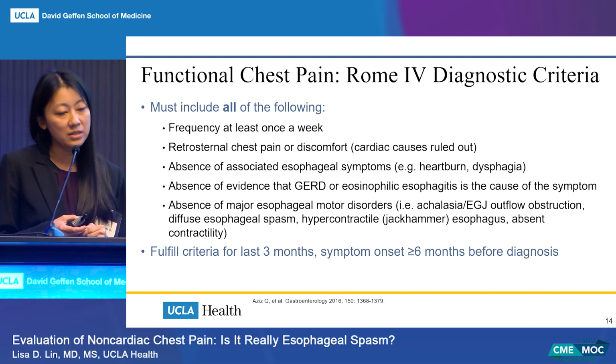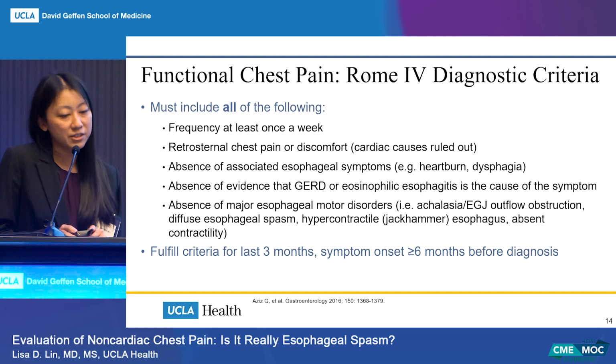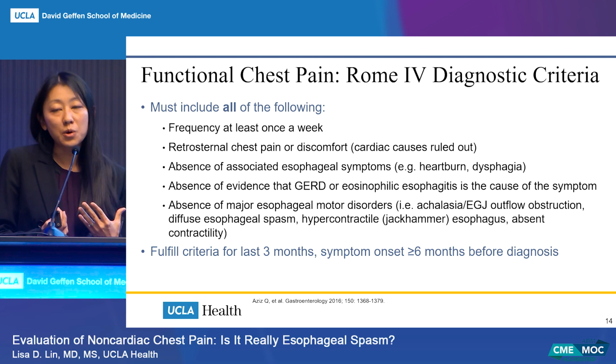Clinically, remember Rome IV was really developed for research purposes, recruiting patients. So it's going to be a little bit more stringent for patient selection. I think clinically, this is a great guideline to work off of. But if someone doesn't meet all of these criteria exactly, you can still go based on your clinical sense.